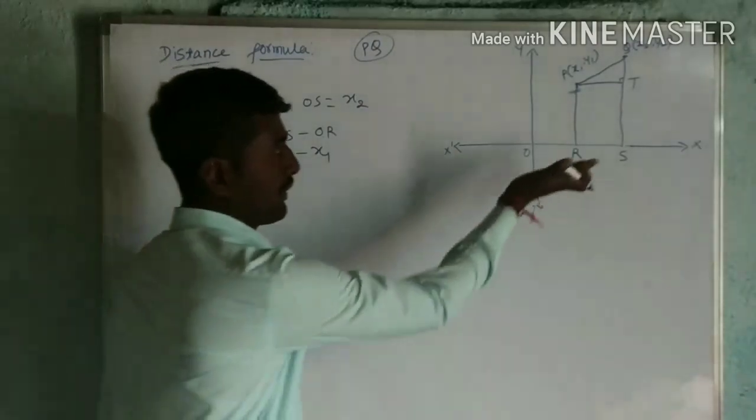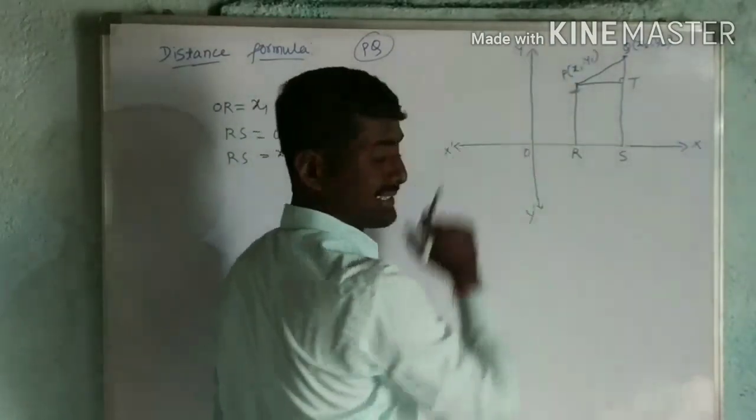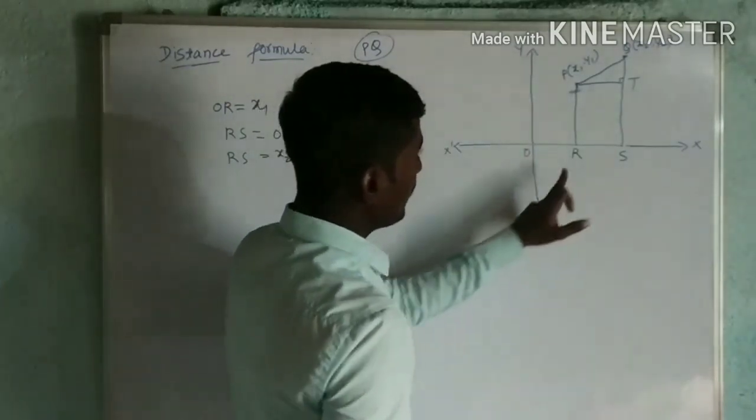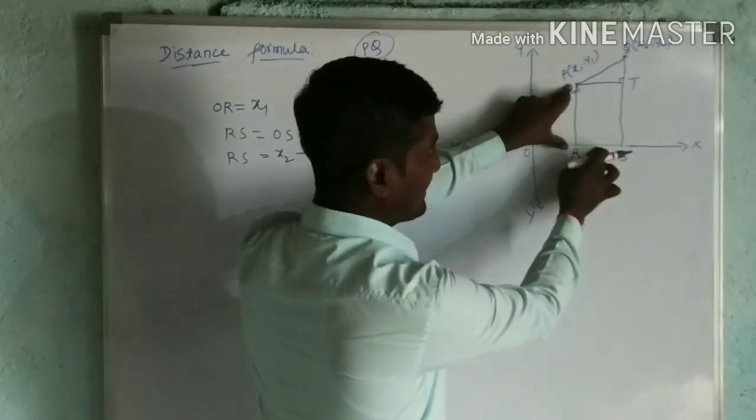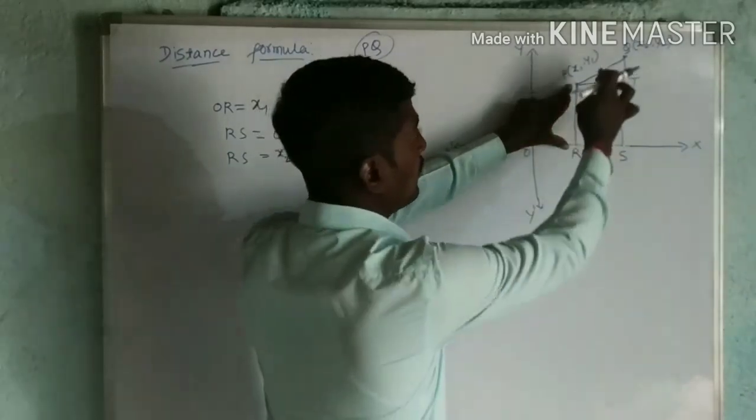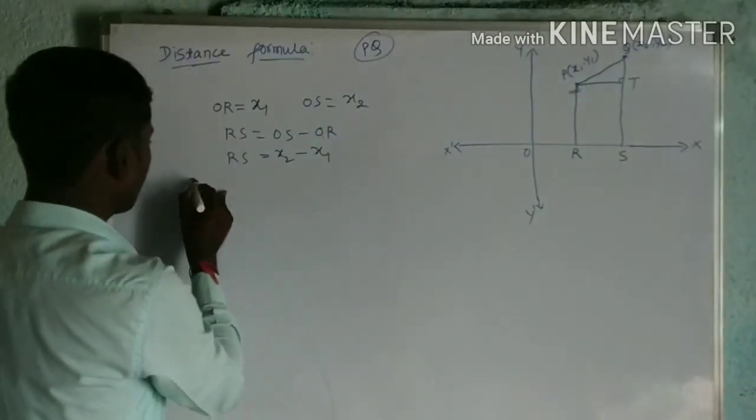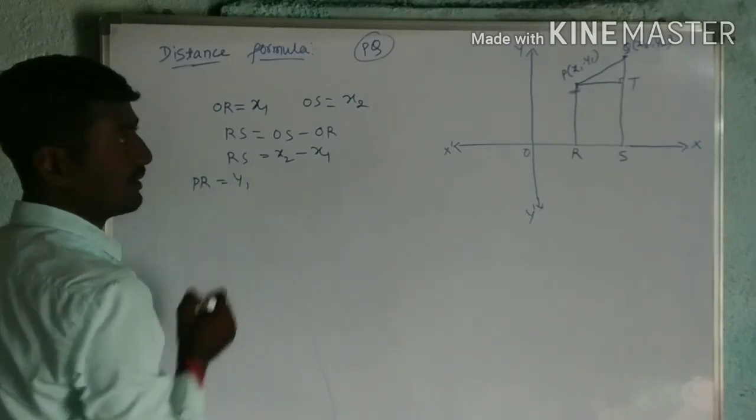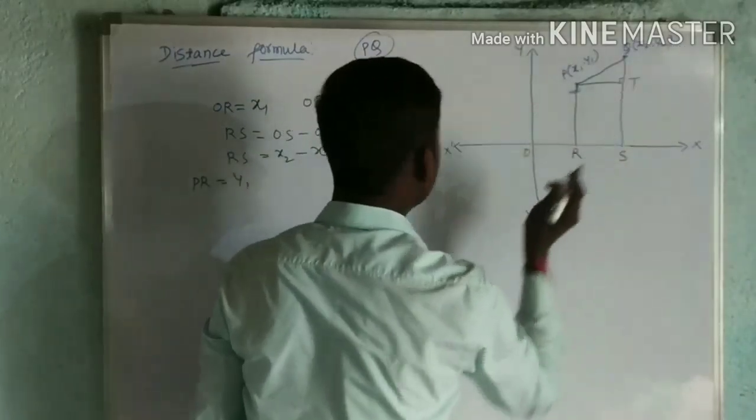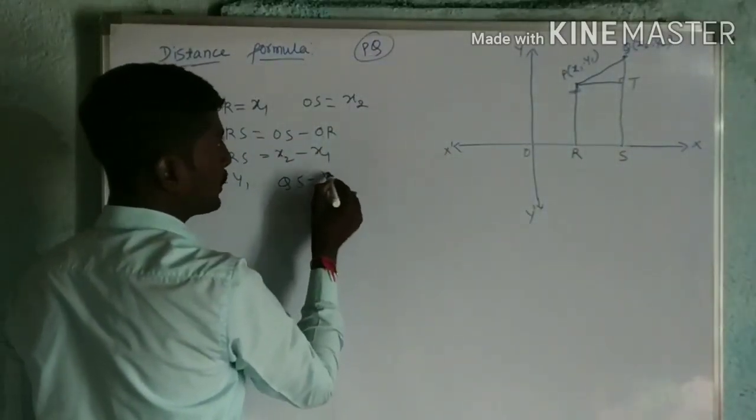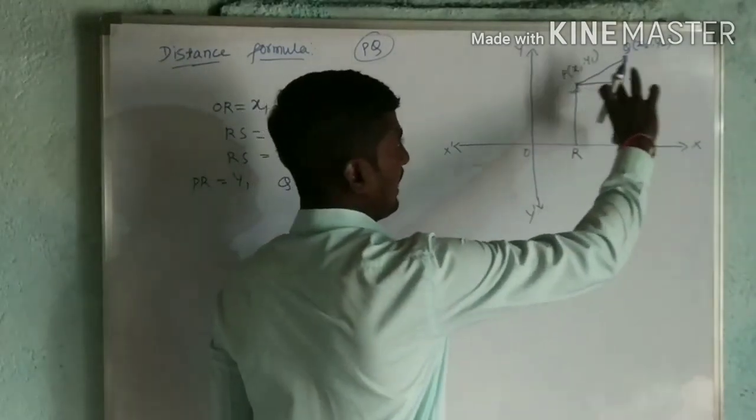Now the distance from the x-axis. Let us think of it. Now here PR, what is the distance PR? Distance from the x-axis means we have to see the y coordinate. PR is nothing but y1. Similarly, what is QS here? QS is the y coordinate, QS is y2.